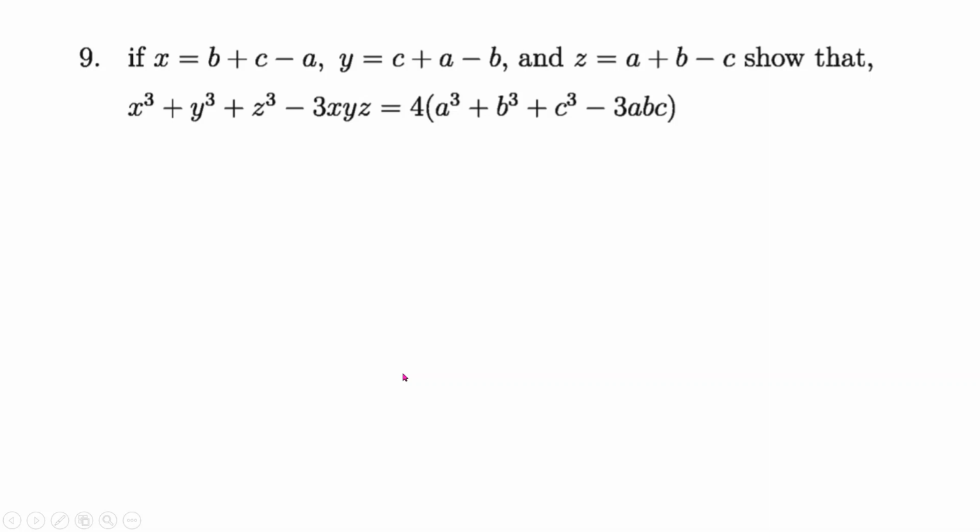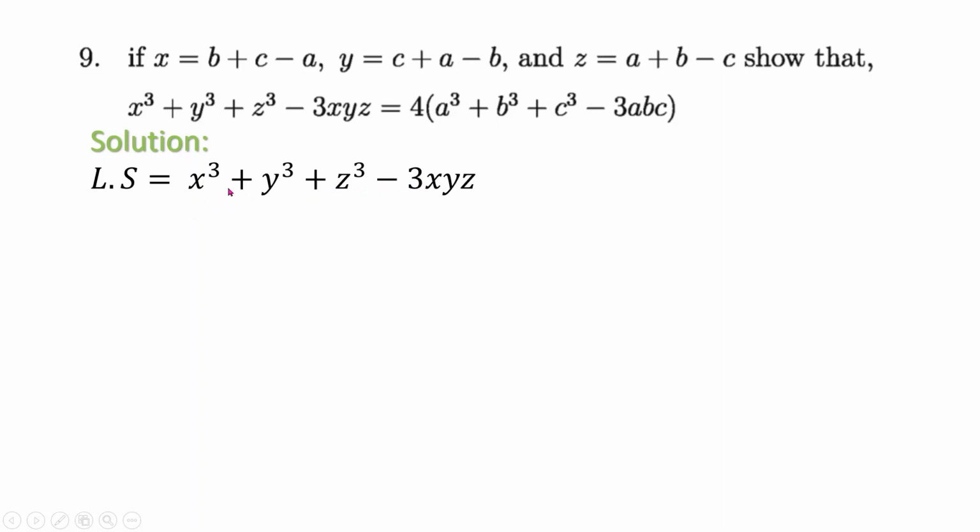Now, problem 9 of exercise 2. If x is equal to b plus c minus a, y is equal to c plus a minus b, and z is equal to a plus b minus c, then show that x cube plus y cube plus z cube minus thrice xyz is equal to 4 into (a cube plus b cube plus c cube minus thrice abc). Solution: given left side, x cube plus y cube plus z cube minus thrice xyz.